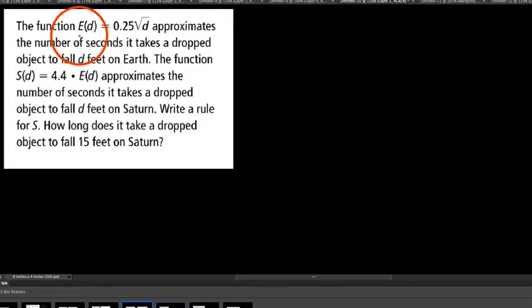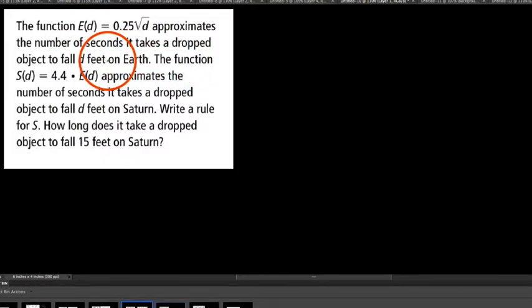It says the function E of d equals 1/4 the square root of d. This approximates the number of seconds that it takes a dropped object to fall d feet on Earth. And so this is our Earth model here. You notice this Earth model is a function of distance, I'm guessing.